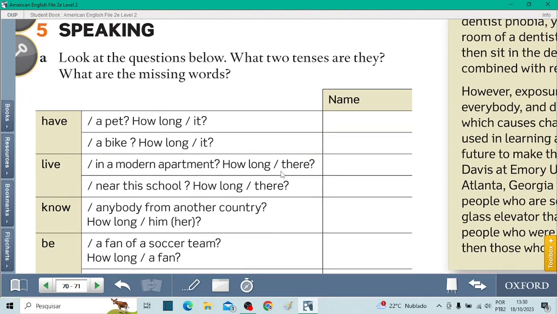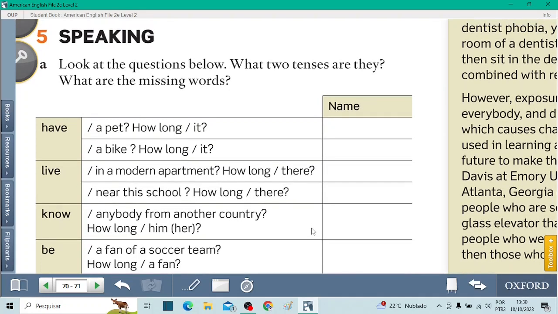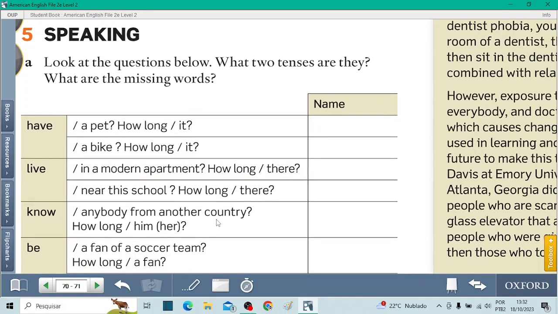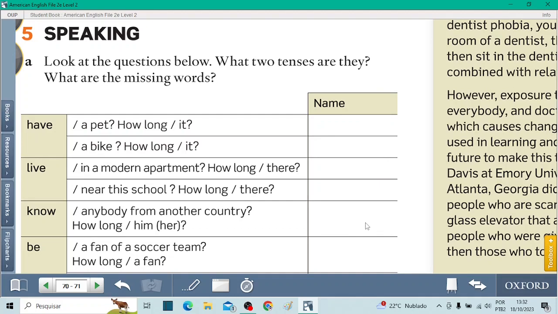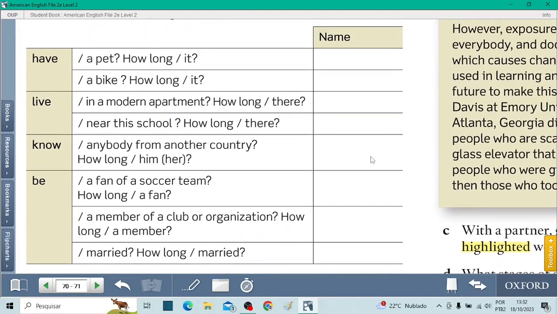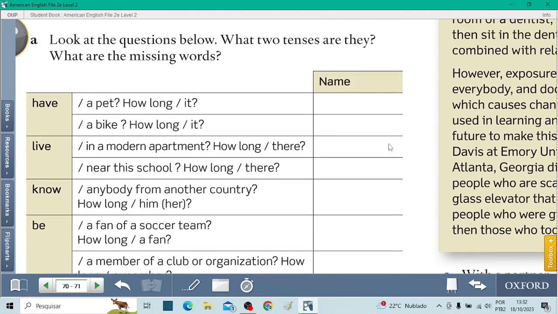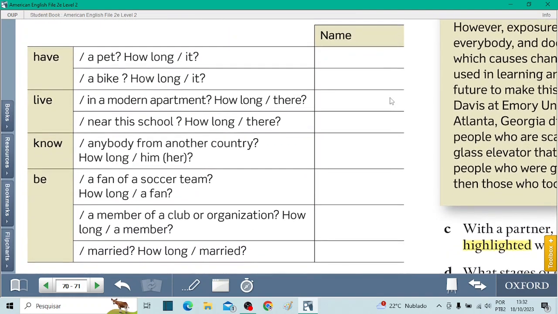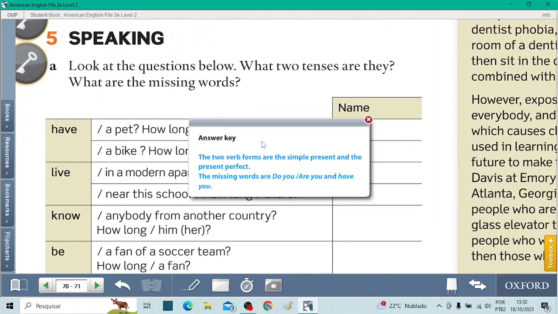What two tenses are they? What are the missing words? Okay, so now let's take a look at them and answer. What two tenses are they? What are the missing words? Okay, let's take a look at them.